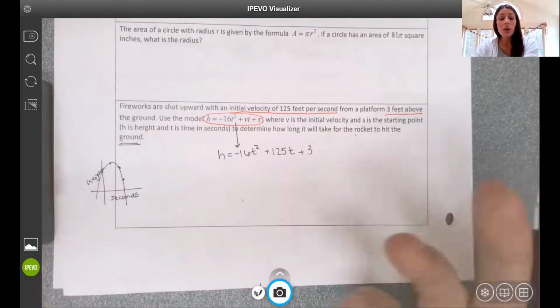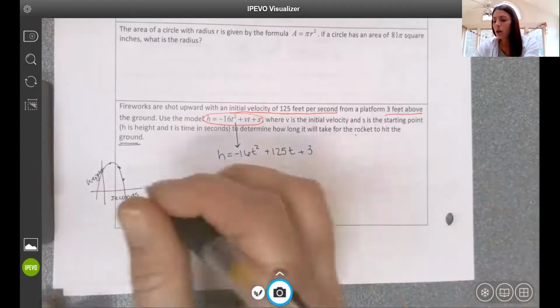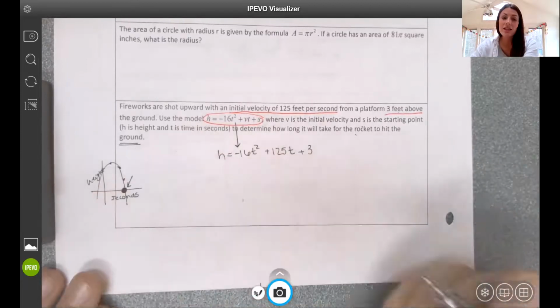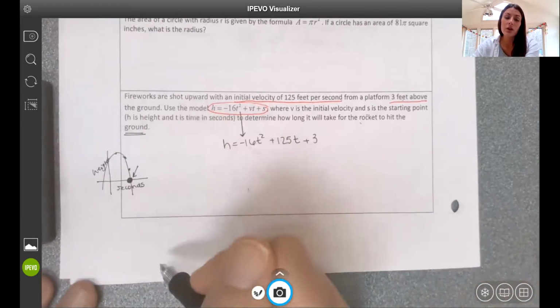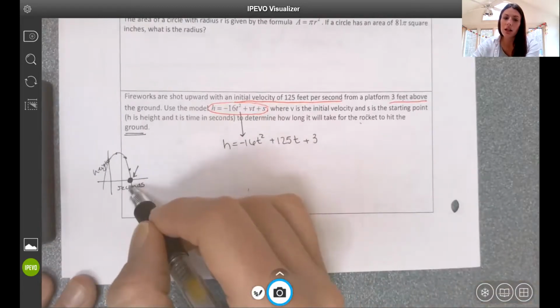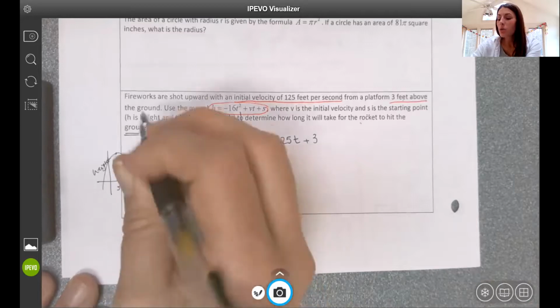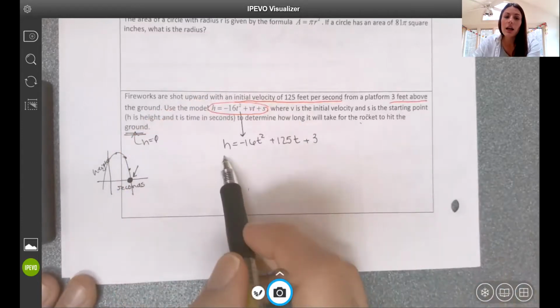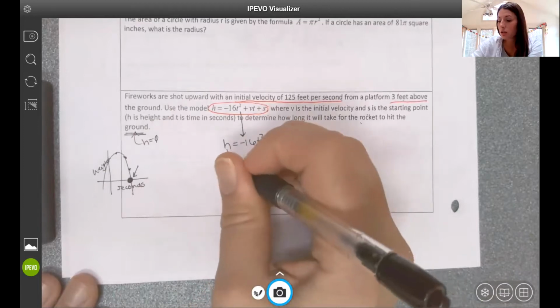So for this one, we will have a positive and a negative. Okay, hit the ground means how long will it take till it gets here? We're going to want this answer, okay, on that side of the graph. It's going to go up and come back down and hit the ground. And at this point, hit the ground means we have a height of 0, okay, that our height is going to be 0.